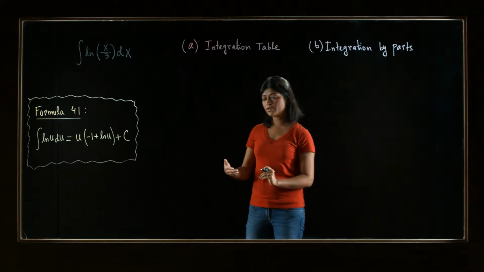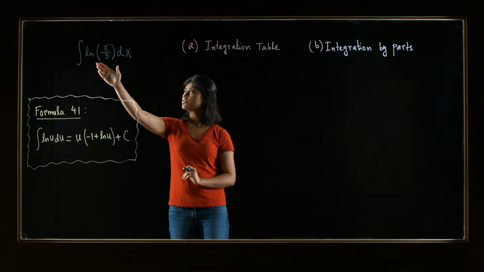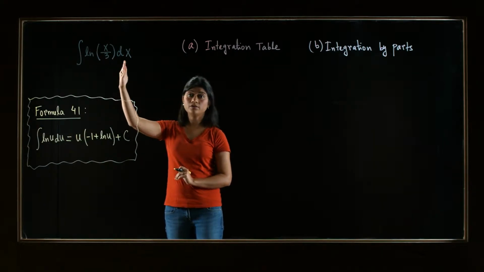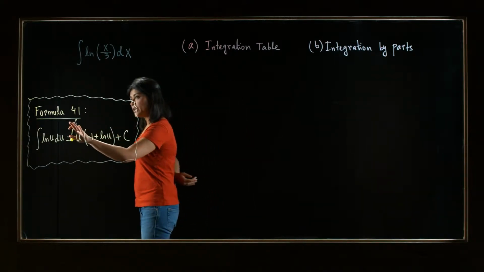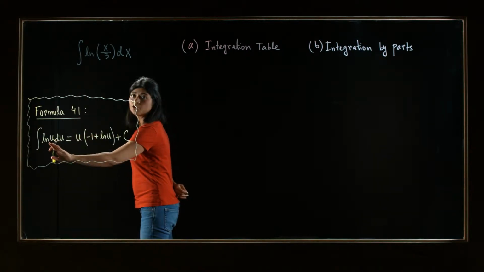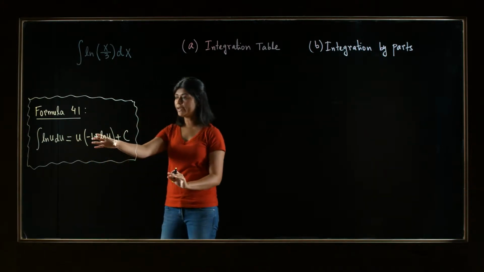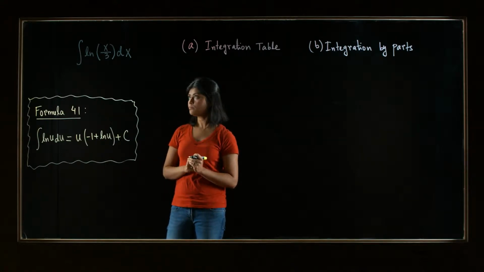Now, if you look in Appendix C and try to find a formula that looks like this particular function, you have to look for evaluating natural log function. And you notice that formula 41 tells you how to integrate natural log of u du. And here is the formula. So we can apply that formula to solve this problem in part A.